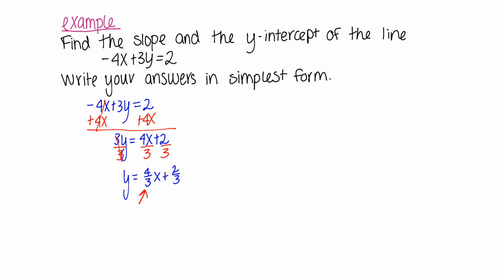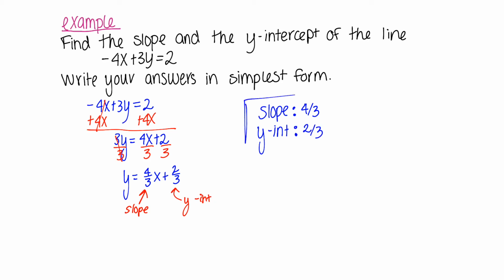The number next to the x is my slope. The number at the very end is my y-intercept. So slope is 4/3. Remember with the slope you don't include the x, so it's just 4/3. The y-intercept is 2/3. And that's that.